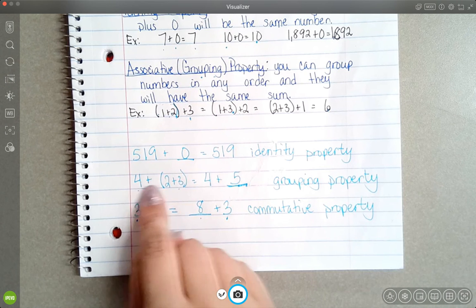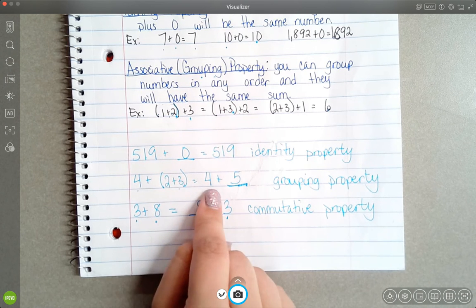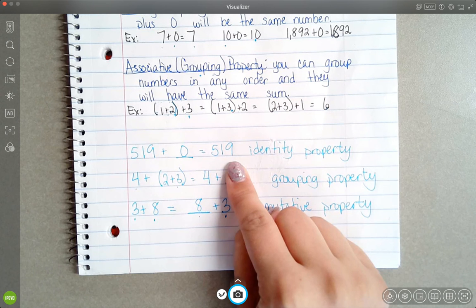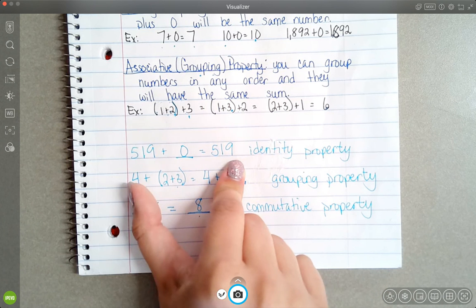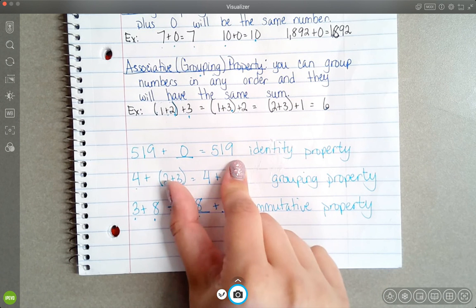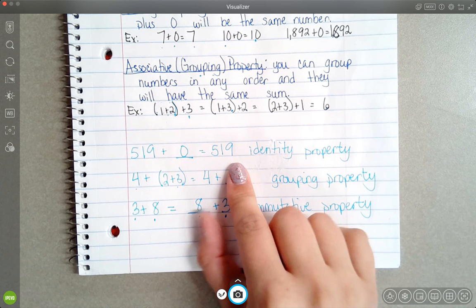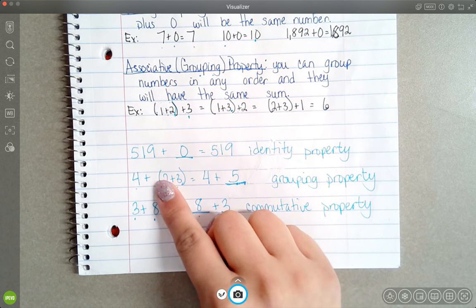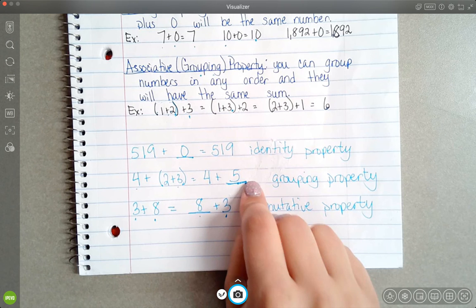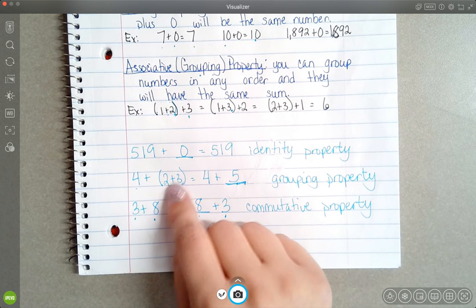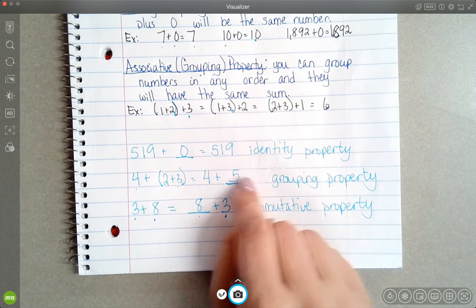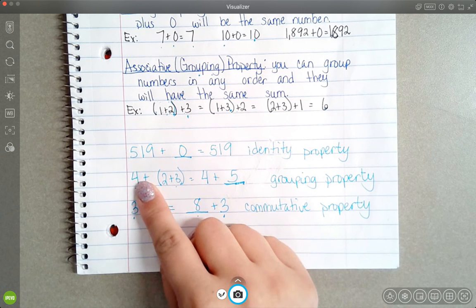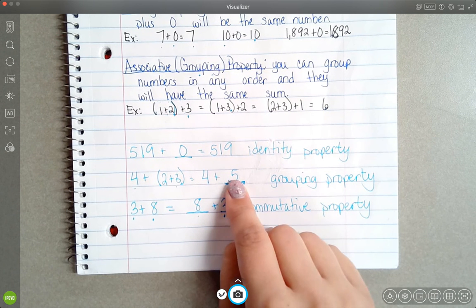I had 4 plus 2 plus 3 equals 4 plus a number, right? So if I have 4 on this side and 4 on this side, 2 plus 3 here, but only 1 blank here, what is 2 plus 3? 2 plus 3 is the same as 5. It's the grouping property. It groups 2 plus 3 together so that you would do that first, but they still have the same value. 2 plus 3 is 5, and 5 plus 4 is 9. 4 plus 5 is 9.